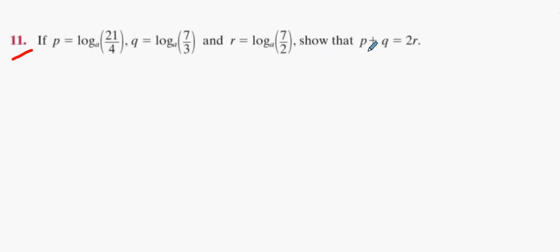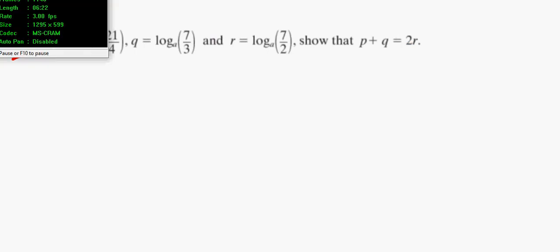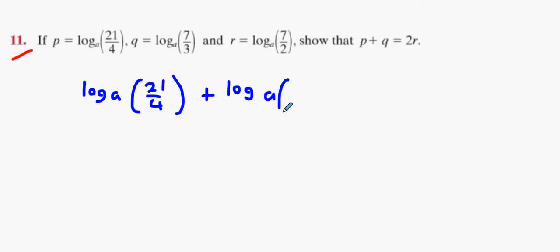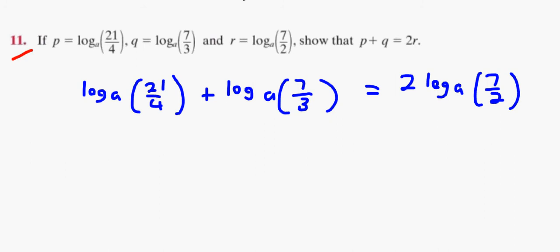Have to show that P plus Q equals 2R. Now, first of all, we're going to do P, which is log base A of 21 over 4. Everybody got that? Next one. Plus log A of 7 over 3 equals 2 times log A of 7 over 2. Let's do the multiplication rule. Multiply 21 over 4 by 7 over 3.